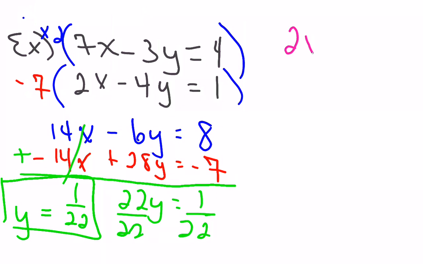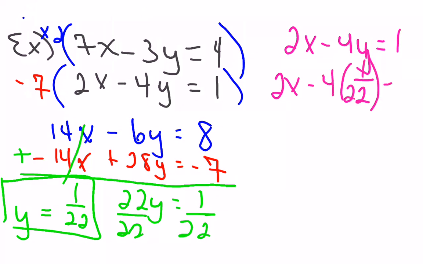So I'm going to look at the bottom, the second equation, as it was before we did all our fancy multiplying. And so plug that in. So we have 2x minus 4 times 1/22 equals 1. All right, so we have to remember how we multiply fractions. So we can write -4 as -4/1 times 1/22.